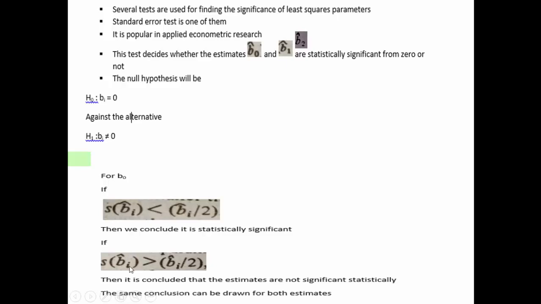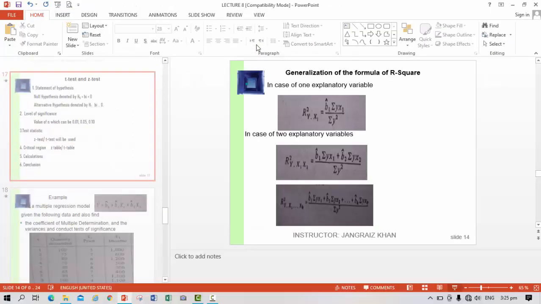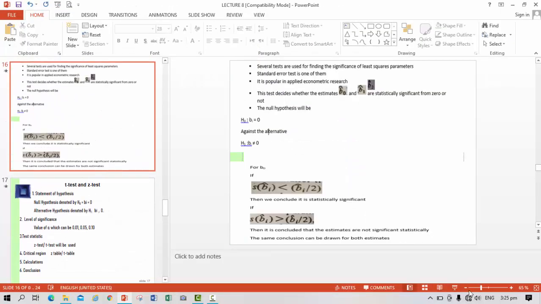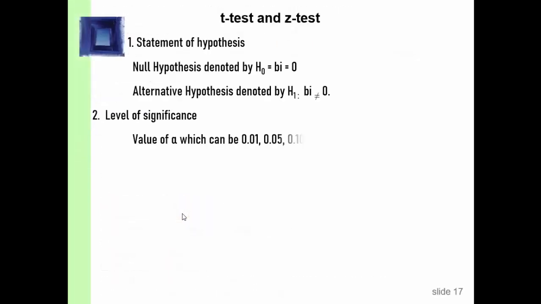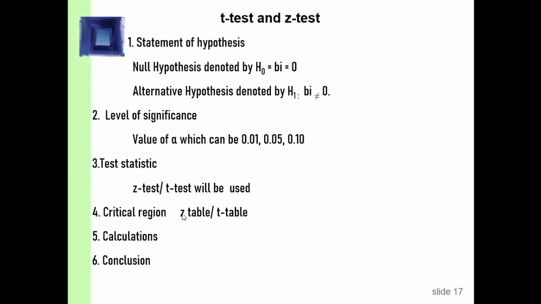For example, if we take the example of b0 hat, if the standard error of b0 hat is less than beta 0 hat by 2, it means that we reject H0 and conclude that beta 0 hat is significant. Similarly, we have other tests, the t-test and z-test as well.